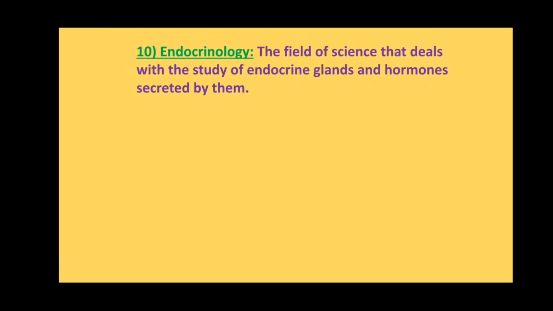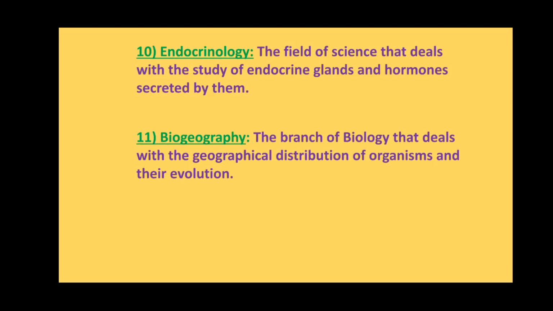Next one is endocrinology, the field of science that deals with the study of endocrine glands and hormones secreted by them. Number 11, biogeography, the branch of biology that deals with the geographical distribution of organisms and their evolution.